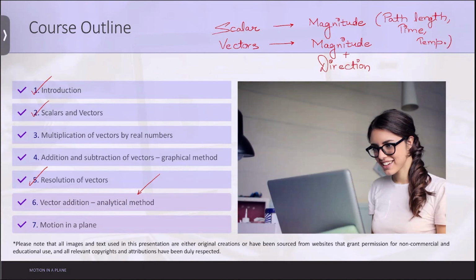Similarly, what are the examples of vectors? Examples of vectors can be displacement, then velocity, acceleration, force. Correct? So all these things can be your examples of vectors. Then we understood some of the properties of vectors. One of the properties, which was also a subtopic, that is multiplication of vectors by a real number, was understood. And finally, we went on to understand the addition and subtraction of vectors by graphical method.